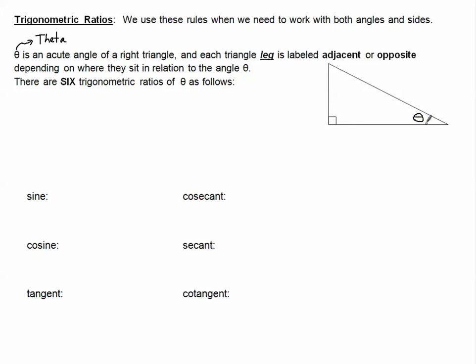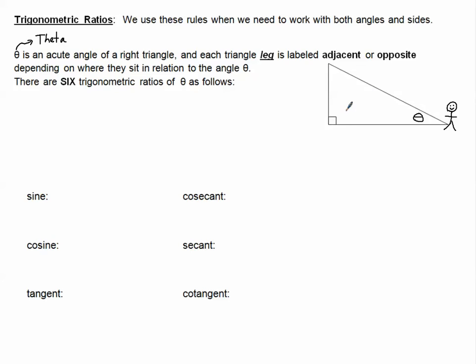It's always important to know where you're standing. Sometimes I actually put a little person here so I know where I'm standing and where theta is, which of the 2 acute angles I'm using. Because in relationship to this angle is where the opposite and the adjacent leg come in. Now, it doesn't actually matter where theta is for the hypotenuse.